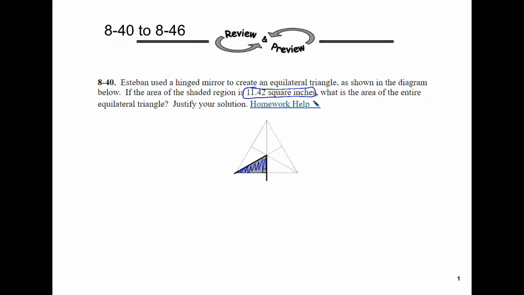Well, we know that all of the triangles within there, if we reflected them, are equivalent because it is an equilateral triangle. Therefore, we can take 11.42, multiply that by 6, which will tell us that the area of the entire triangle is approximately 68.52 square inches.